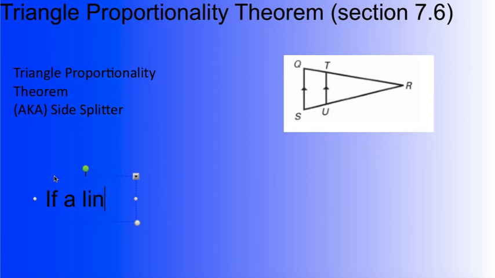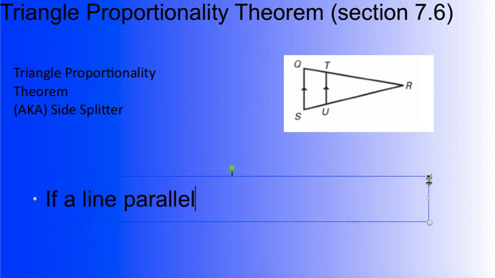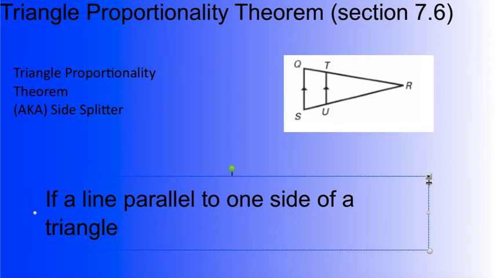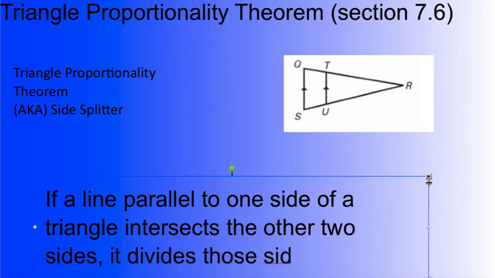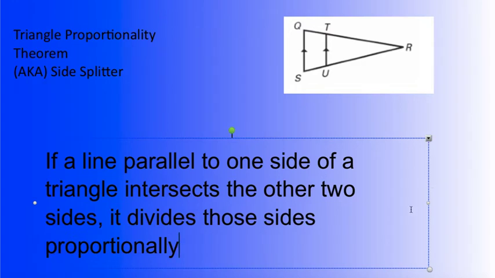If a line parallel to one side of a triangle intersects the other two sides, it divides those sides proportionally.